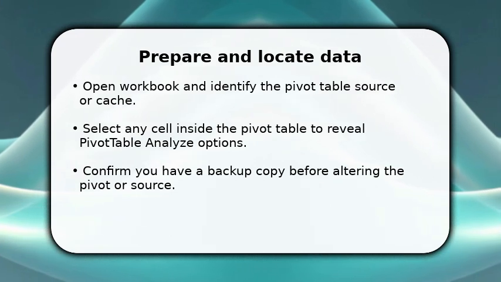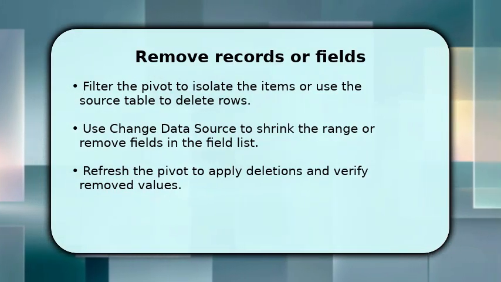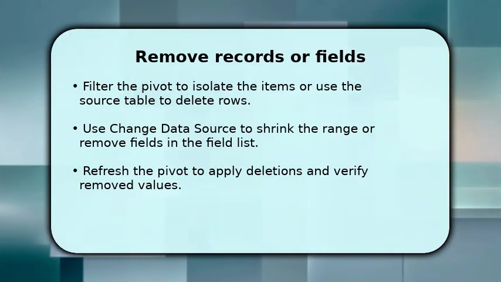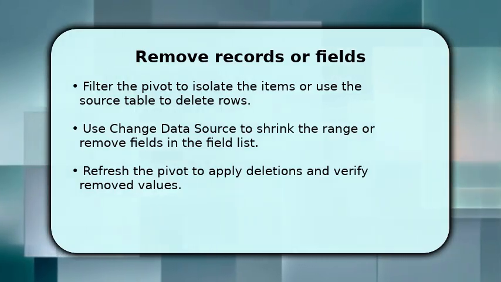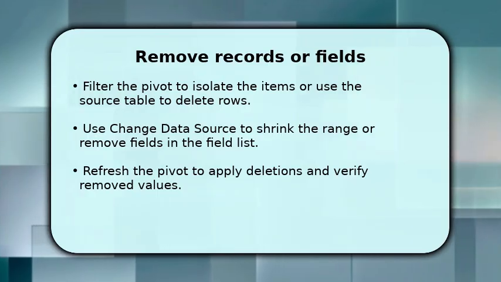You now remove the unwanted data. If rows are in the source table, delete them there. Alternatively, use a filter inside the pivot to isolate items and then remove at the source.